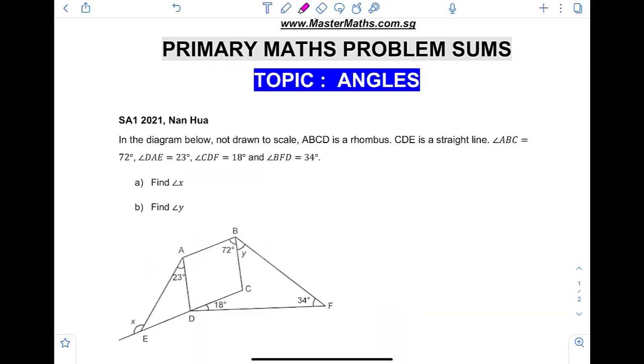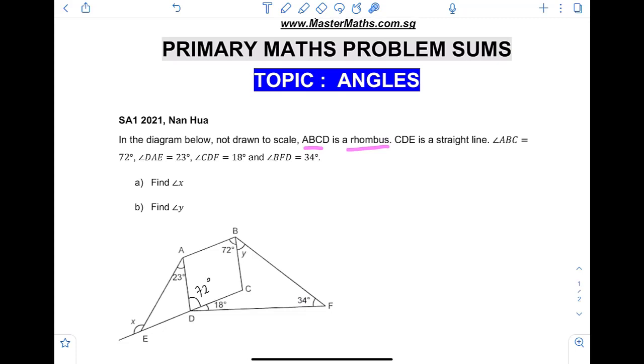In the diagram below, not drawn to scale, ABCD is a rhombus. As you can see here, we have a slanted square. Okay, so rhombus, properties of rhombus, very important. We need to know that angles diagonally are equal. So over here will be 72 degrees as well.